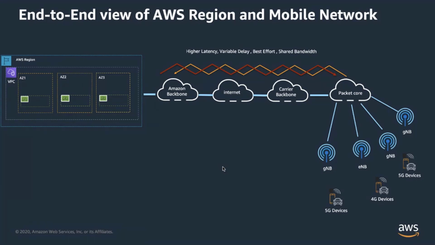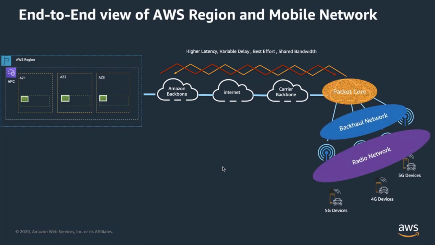So how does the packet flow from a mobile user all the way to the application services running in the region? Typically, as you see, the packets flow through a radio network, a backhaul network, and a packet core, and then there is a data network. This is the standard practice around 3GPP on how the packet flows from a mobile network outside of the carrier network. Then the carrier routes the traffic using their peering exchanges with other carriers, and finally the packet gets onto the internet, comes to the Amazon backbone, and finally to the region.